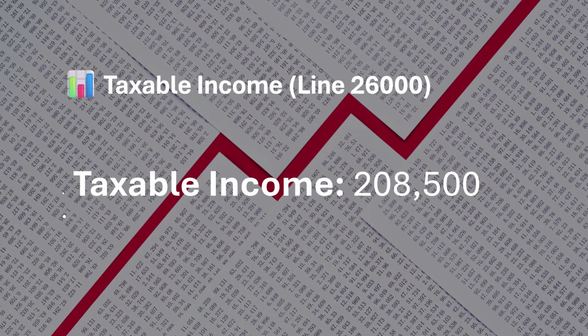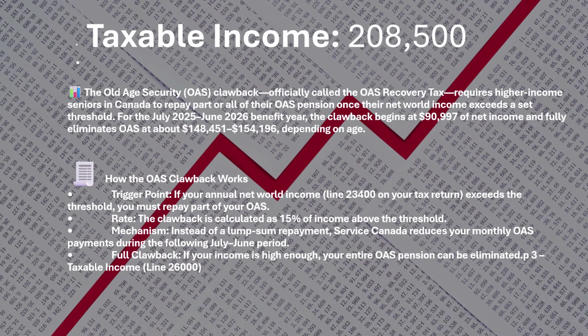Okay, give us a concrete example. What government benefits hinge entirely on that line 23600 figure? Well, the biggest one for a high earner like this is the Old Age Security, the OAS clawback. If your net income on line 23600 goes above a certain threshold for 2025, estimated around $82,000, the government starts taking back 15 cents of every OAS dollar you received. And our taxpayer's net income is way over that. Way over. It's over $208,000, which means their entire OAS benefit is getting clawed back.